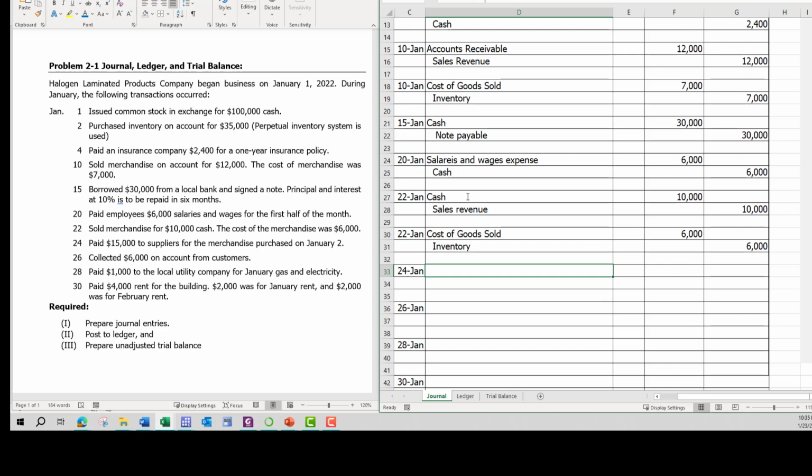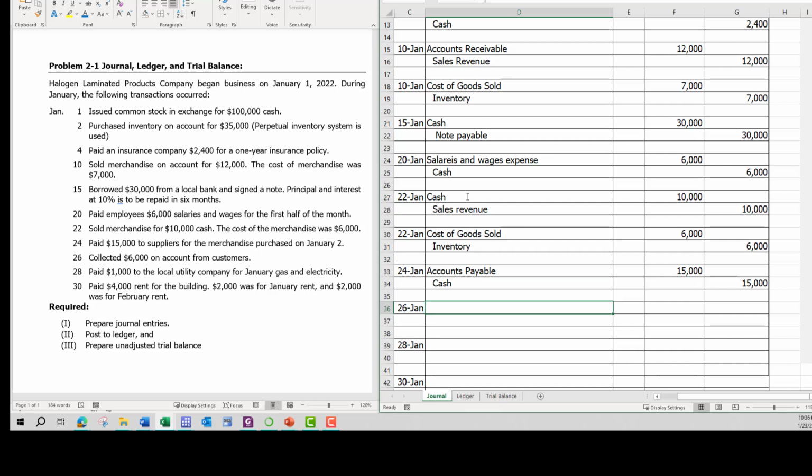January 24, we paid 15,000 to suppliers for merchandise purchased on January 2nd. On January 2nd, we purchased merchandise on account for $35,000, so we recorded accounts payable. Since we are paying, accounts payable would be debit. How much have we paid? 15,000. And since we have paid, cash is going out, cash credit.